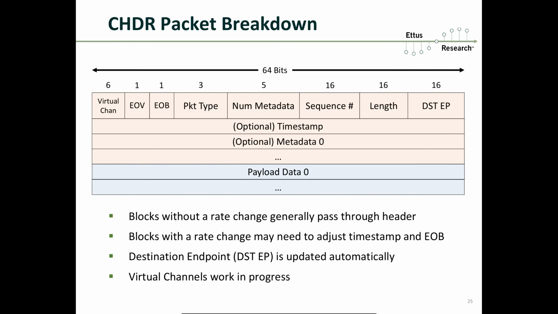After the context part of the packet, which is the header, the timestamp, which is optional, or the metadata, which is also optional, you then have the payload of your packet. In this case, it's 64 bits wide, and it goes on for the length of the packet.